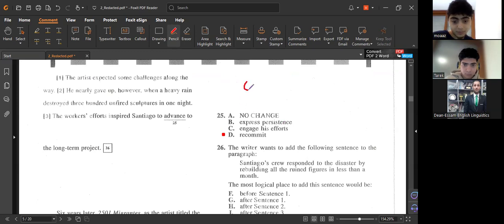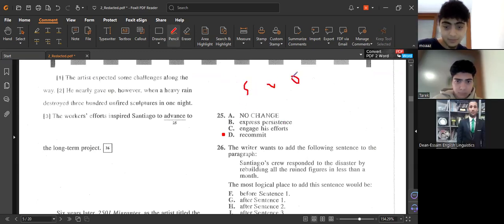So find the subject, find the verb, find the object to help you. Now, the workers' effort inspired Santiago to, so Santiago is going to do something. To do something to what? To the long-term project. So Santiago is going to do what for the long-term project? To advance, to express persistence, to engage his efforts, or to recommit. Here we need to check the efforts inspired him to do what with the project.